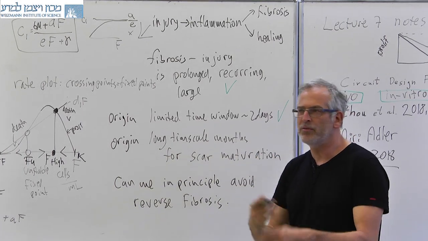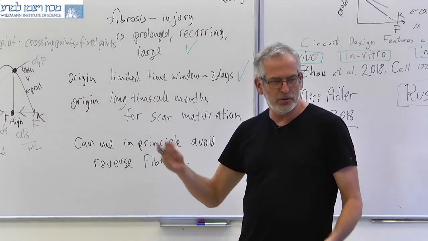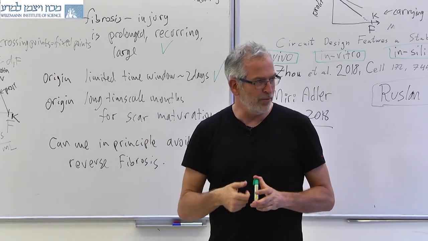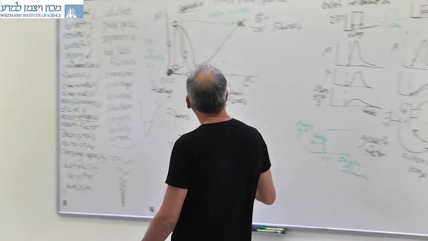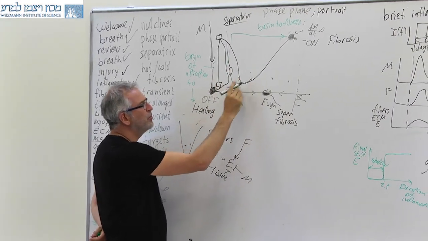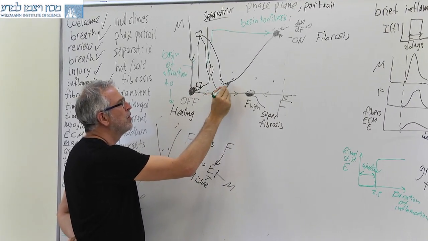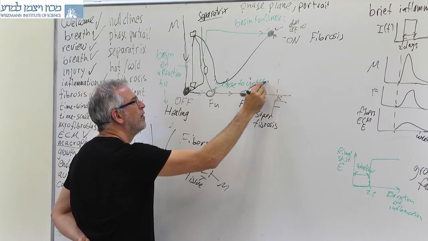Why do the cells turn over in days? Why does it take almost a year for the scar to mature? Where does the slow time scale come from? And the answer is that in certain situations, both in healing and in fibrosis, you go close to this unstable fixed point.